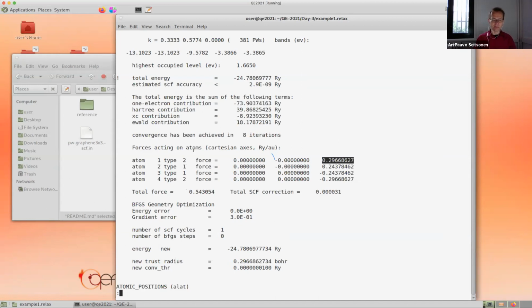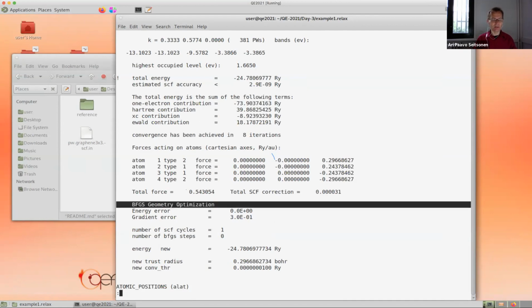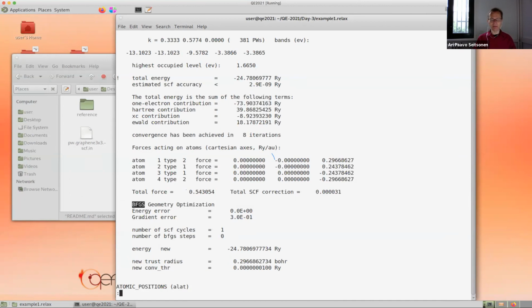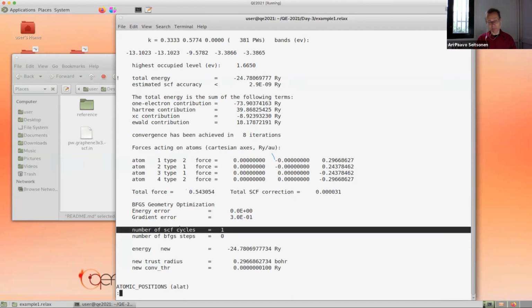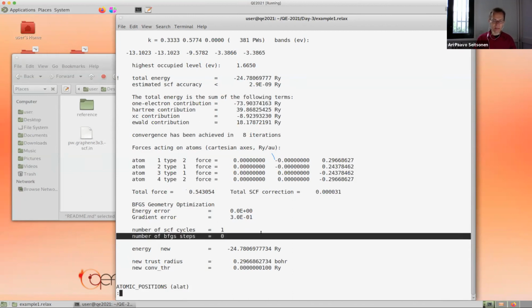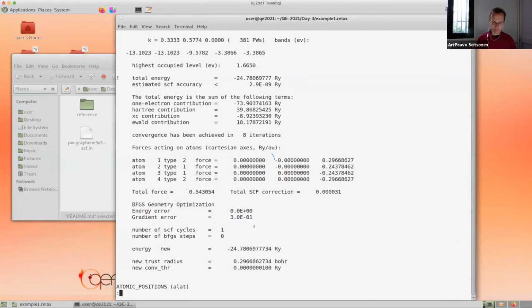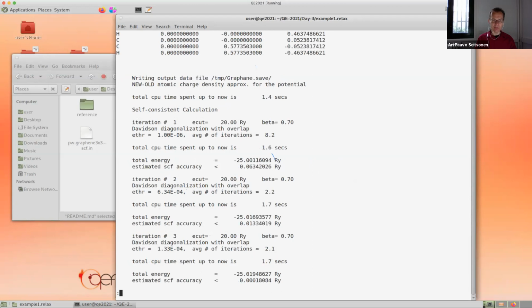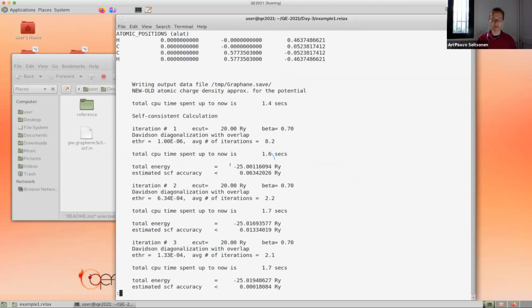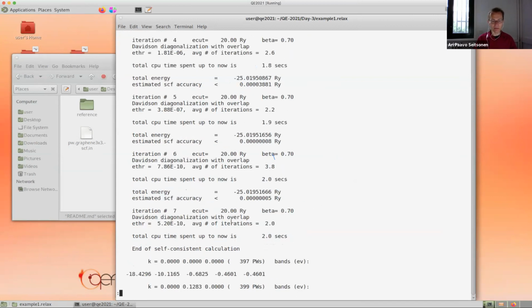Fine. So here, we didn't specify anything in the inputs. As Pietro explained this morning, this means that we will be using the BFGS optimization algorithm for the geometry. And it says, okay, now we have done one self-consistent cycle, and this is the 0th displacement of the atoms using the algorithm. So after that, the atoms are displaced according to the forces, according to the BFGS algorithm, and we go to the next self-consistent loop. And now it converges in 7 steps.